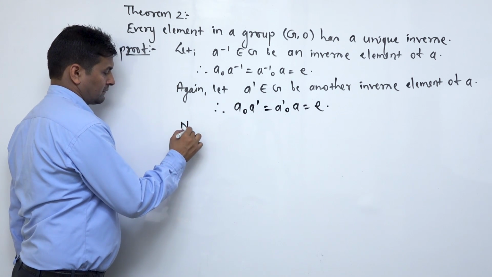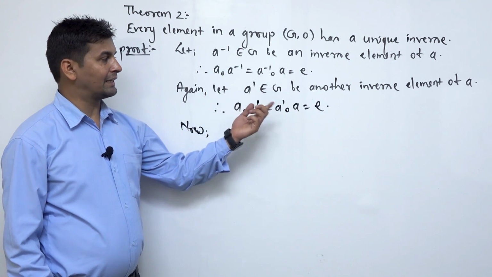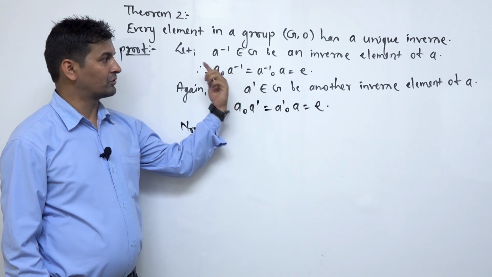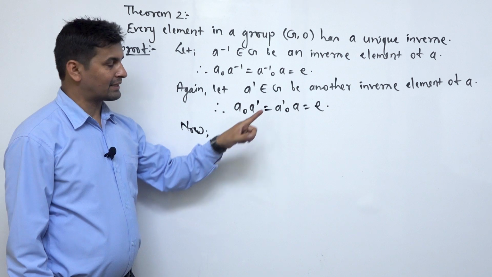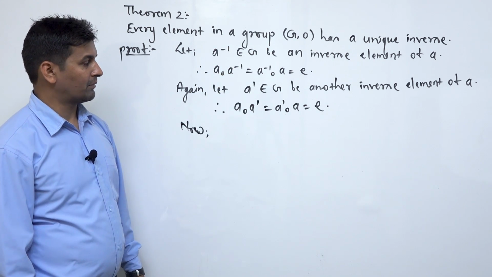Now, we suppose A inverse and A dash are two inverse elements of element A belongs to Z. अब हामी A inverse र A dash लाई के देखाउँछौं? सेम देखाउँछौं. त्यो देखायो भने हाम्रो यो प्रुफ भइहाल्यो. युनिक इन्भर्स भन्ने कुरा प्रुफ हुन्छ.